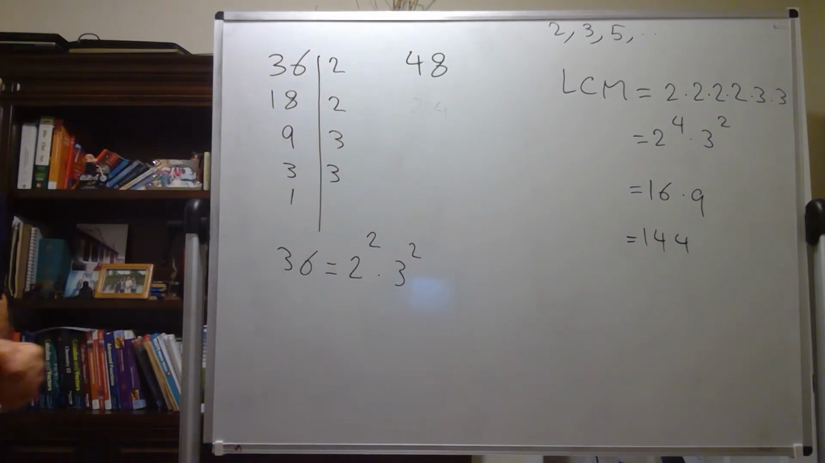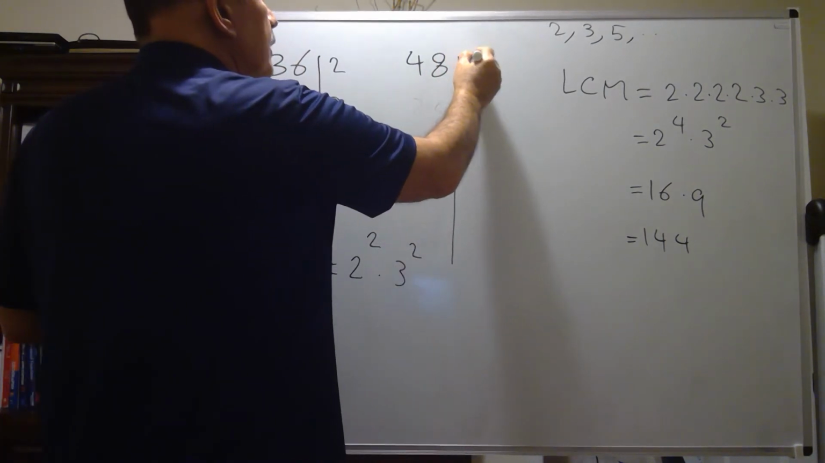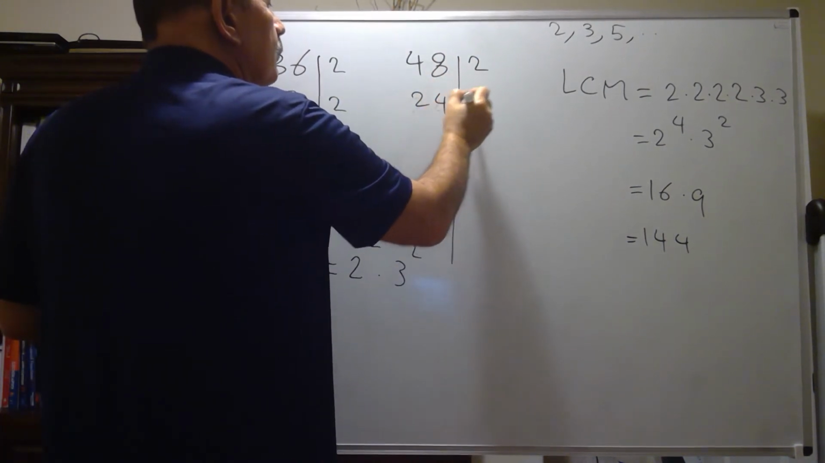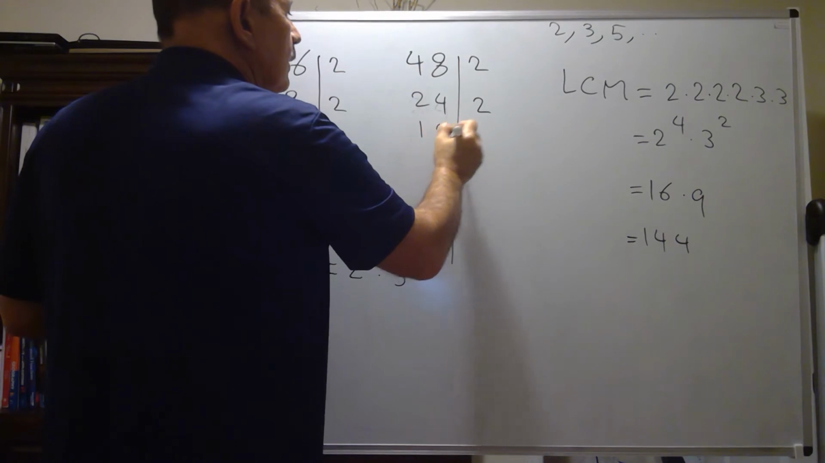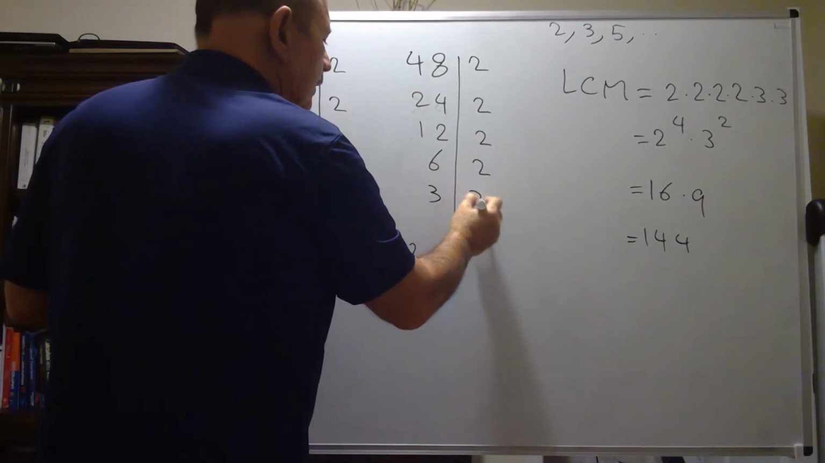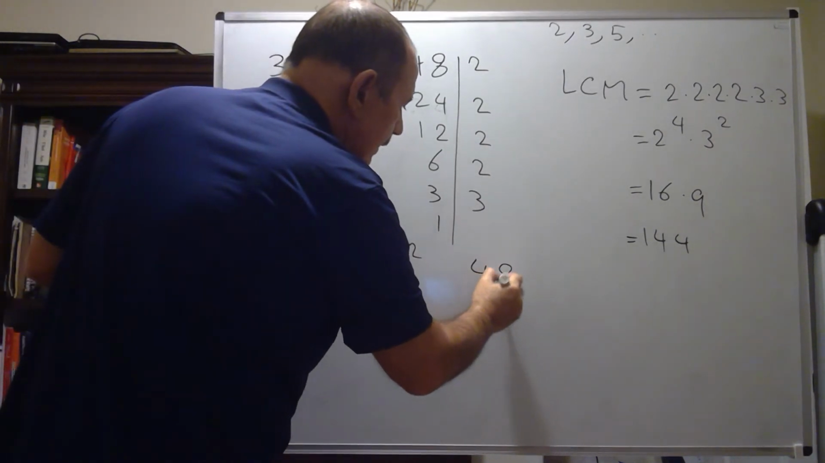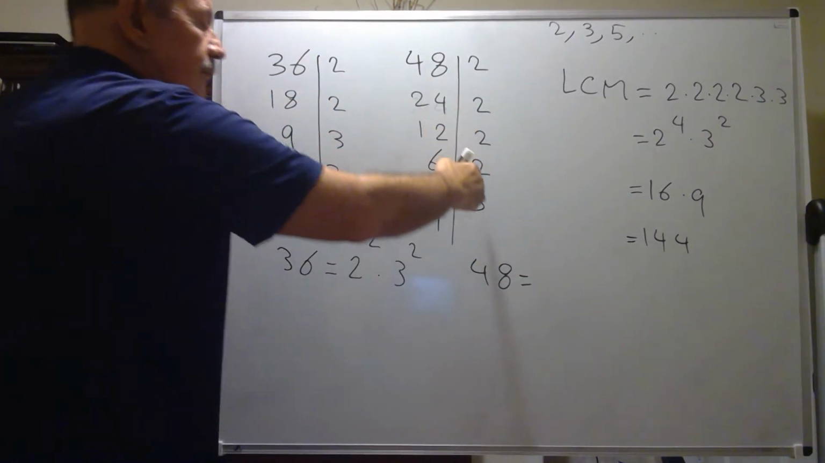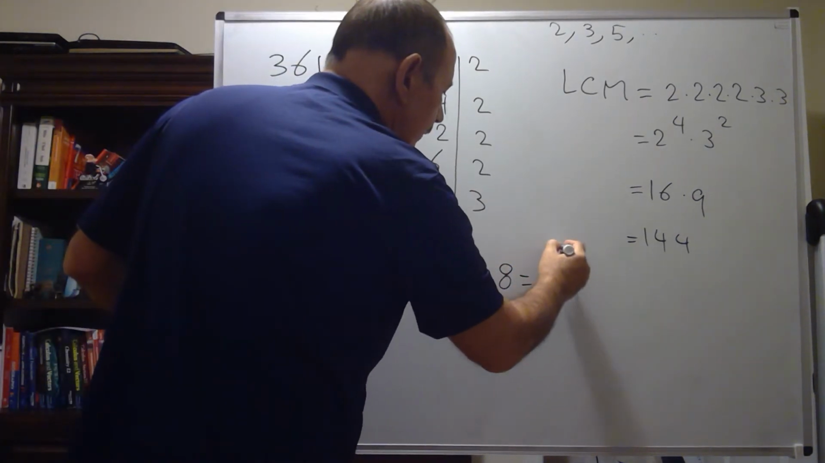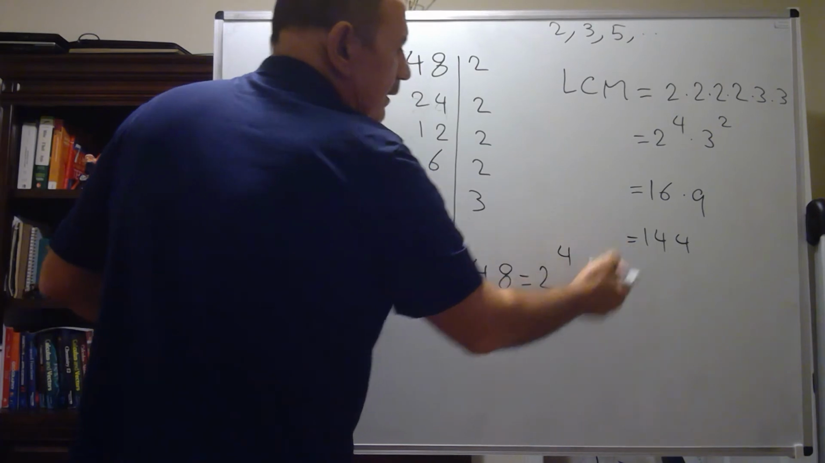Now, convert 48. 48 by 2 is 24, by 2 is 12, by 2 is 6, by 2 is 3, and by 3 is 1. So for 48, I can write it as 48 is equal to 2 to the power of 4 times 3 to the power of 1. We don't need to write the 1.